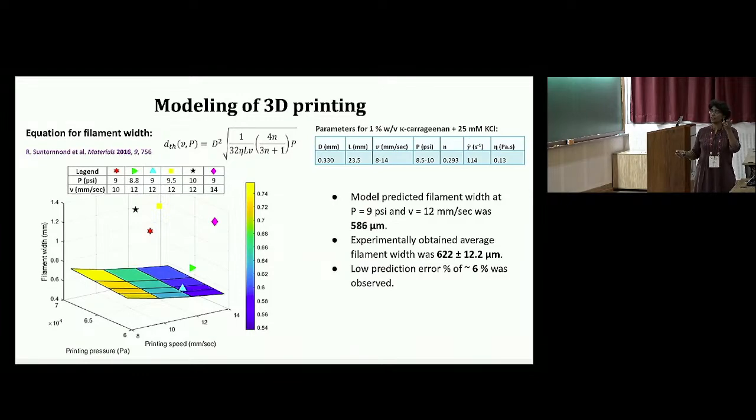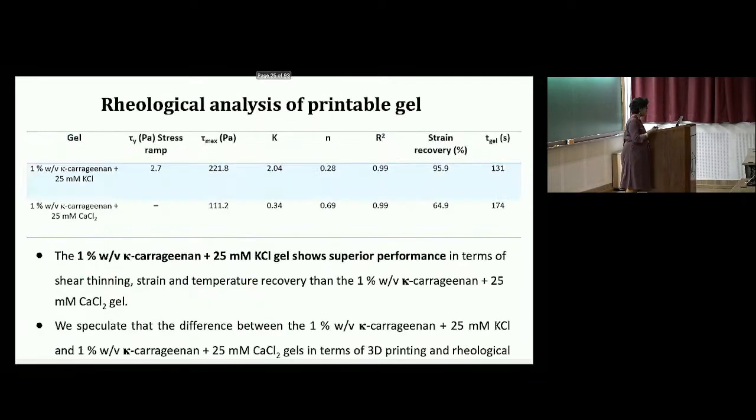So the low prediction error of 6% was observed. This is a very simple model which could predict our experimental results. Finally, some of the correlations with the rheological analysis to the printable gels.